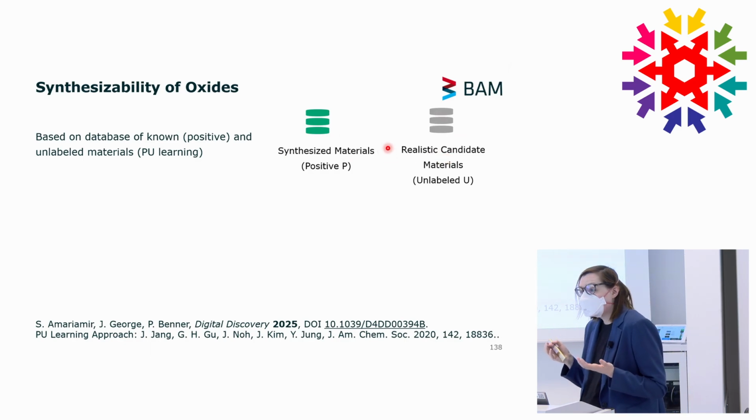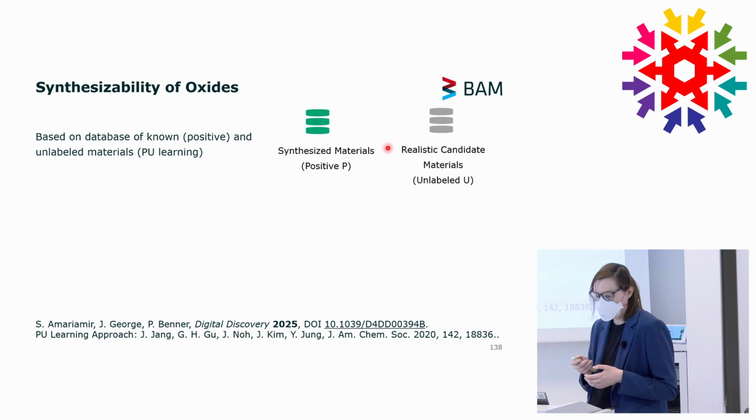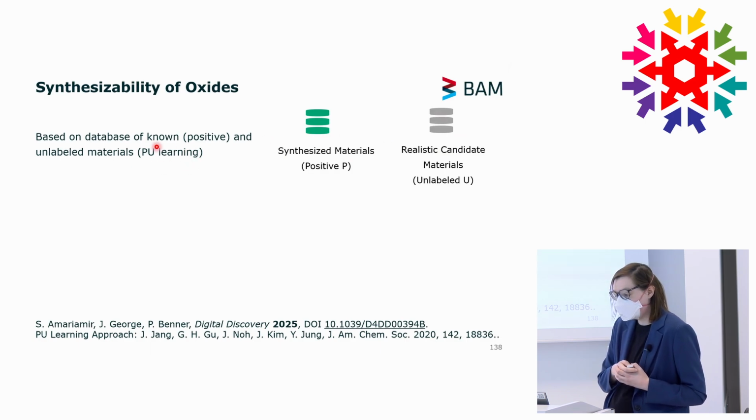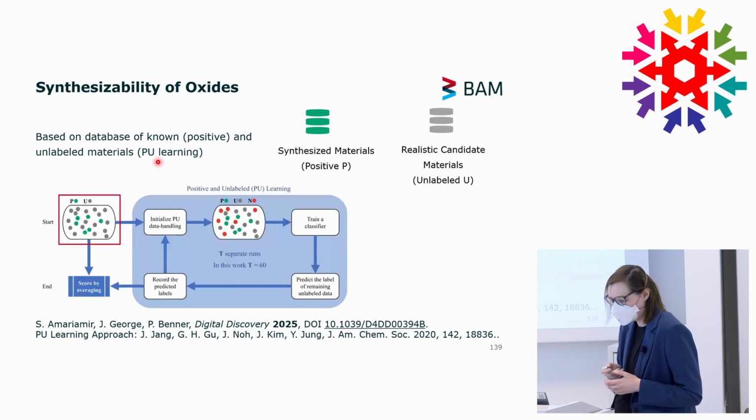In this case, we actually do not have a negative data set. We cannot really use this because we do not know which materials cannot be made. And therefore, here we have a PU learning approach. And this works like this. You start with a data set with positive and unlabeled data. Then you randomly assign negative data points from the unlabeled ones, train a classifier, predict the remaining labels, record those, and repeat this 60 times. And then by averaging, you can define which of the unlabeled ones are positive and which are negative.